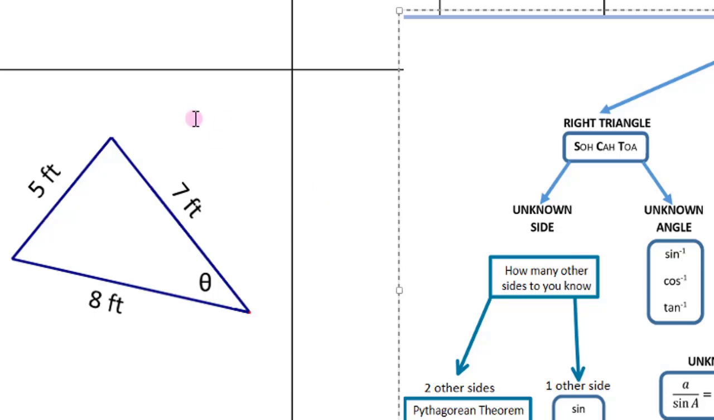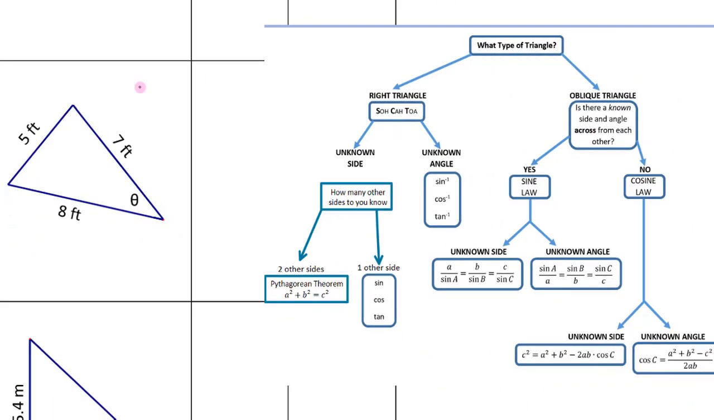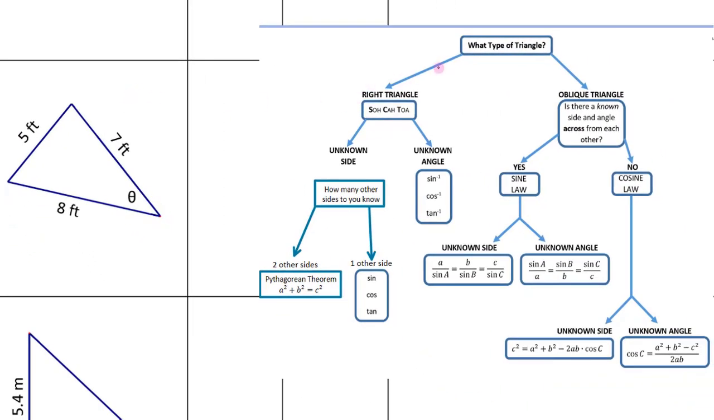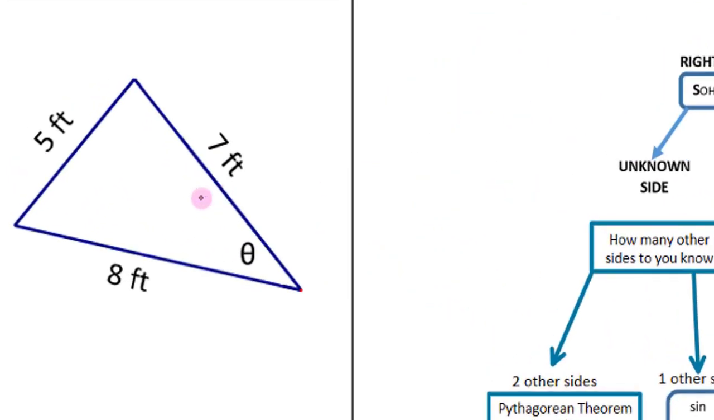We have another question where we do not have a right angle triangle. So that means, again, we're not going down this path. We have to ask ourselves, do we have enough information to use the sine law? Well, to use the sine law, we need to know one angle and its opposite side. We don't know any angles here, so we're not going to be able to use the sine law.